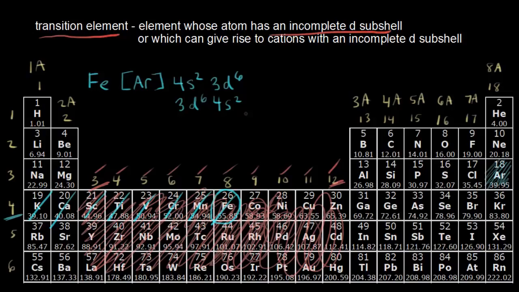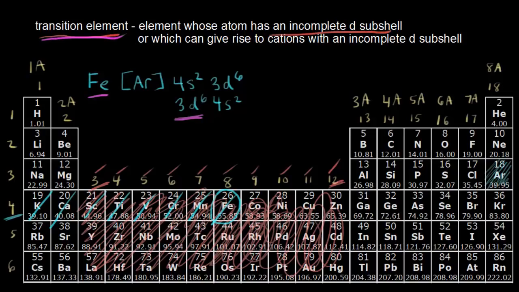I won't get into a discussion about the order of filling of these orbitals in this video, so I'll save that for another video. This video is only talking about definitions and identifying elements on the periodic table. So either one of these would be a correct electron configuration. When I look at the d orbitals for the electron configuration, I can see that there are 6 electrons in my d orbitals. Well, that's an incomplete d subshell, because I can fit a total of 10 into my d orbitals. And so iron would be an example of an element whose atom has an incomplete d subshell. So iron is a transition metal.